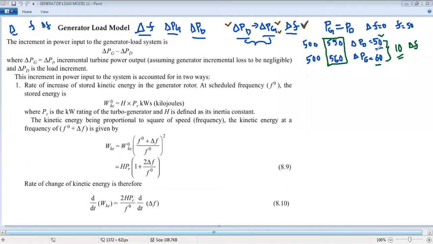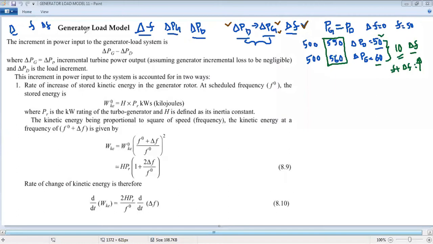Frequency will rise. Here there is a surplus power, and that is given by delta F, and the frequency rise will be F plus delta F. If it is less than 50, then it will be F minus delta F. So the rated frequency 50 plus this delta F will be added, so that the frequency will rise. This is what will happen in this system.